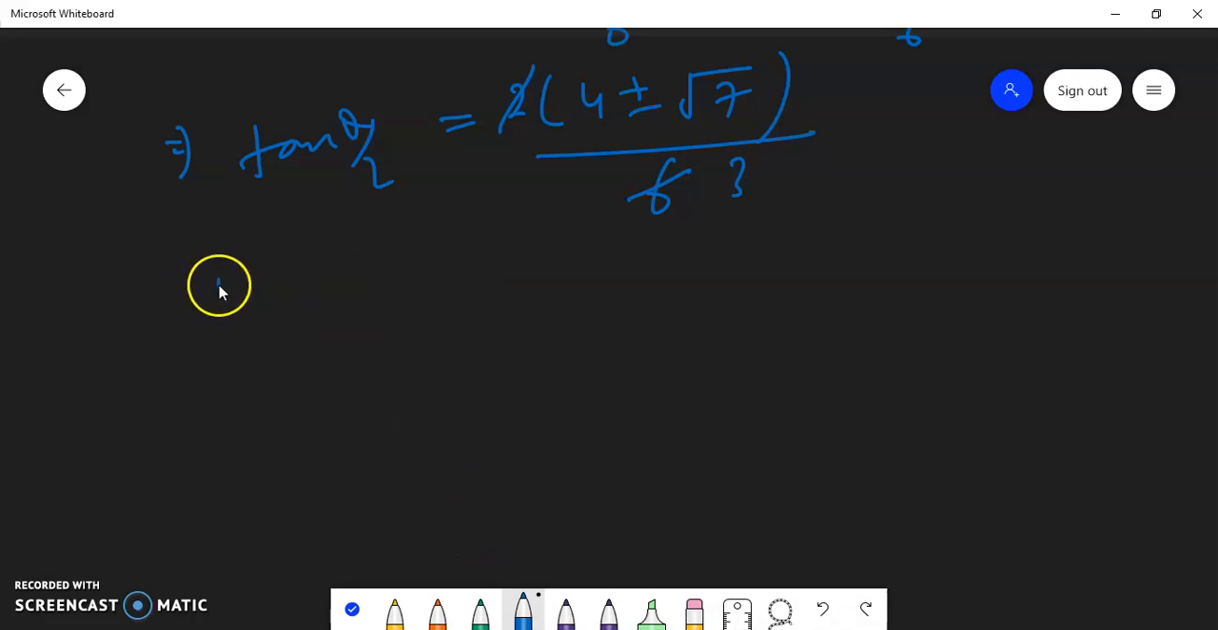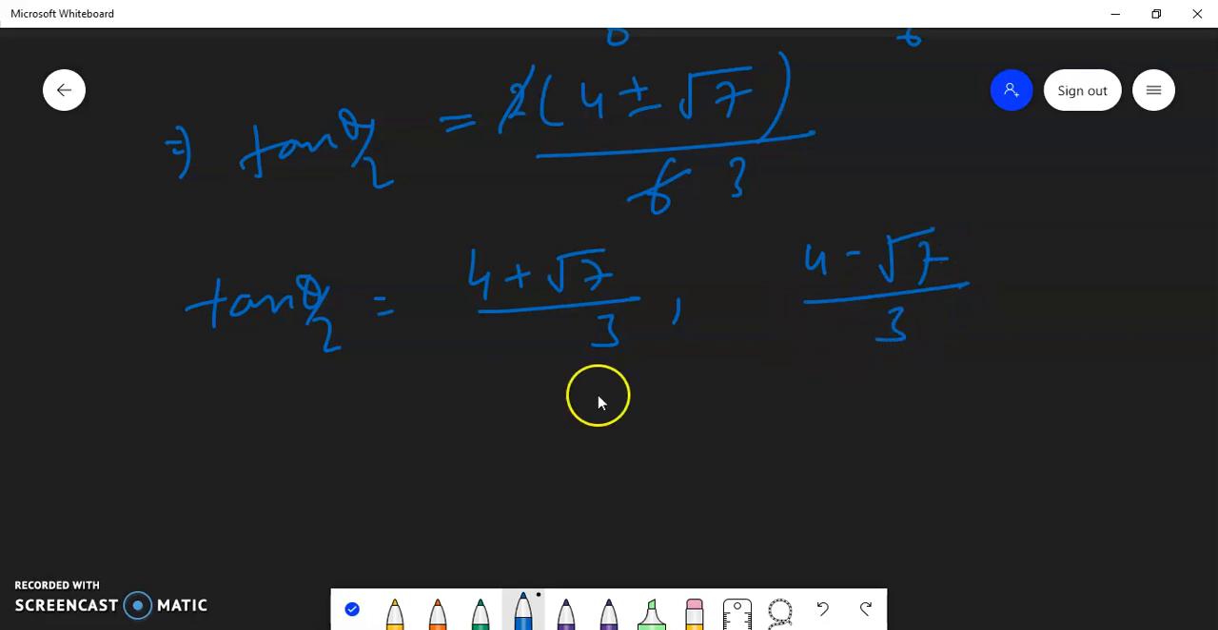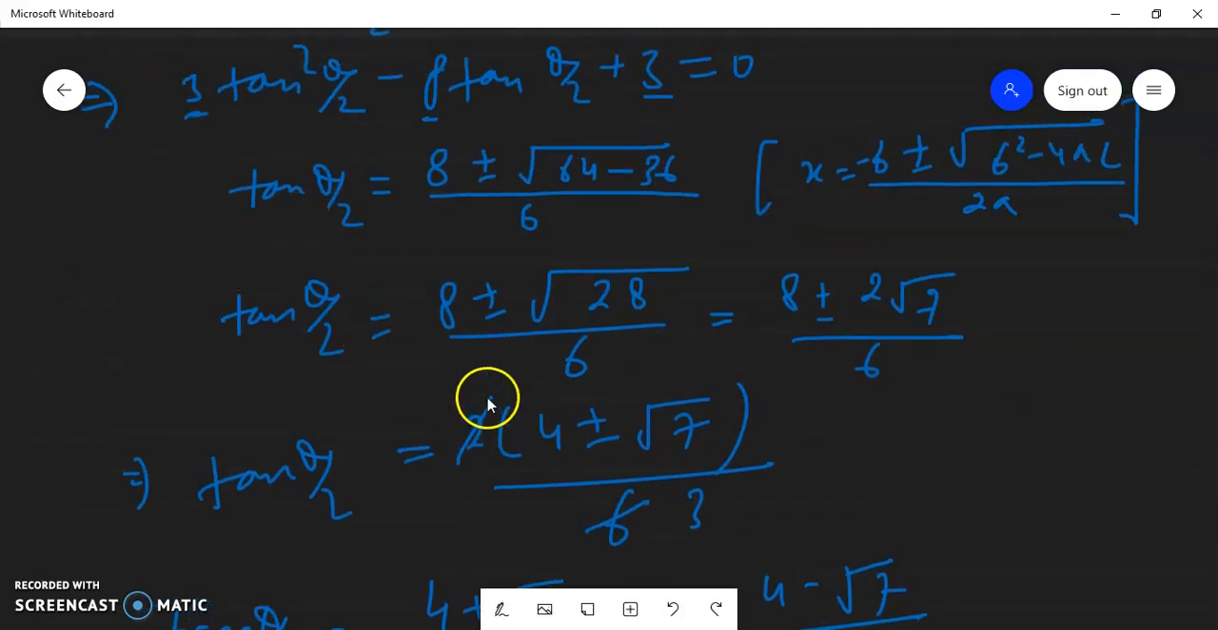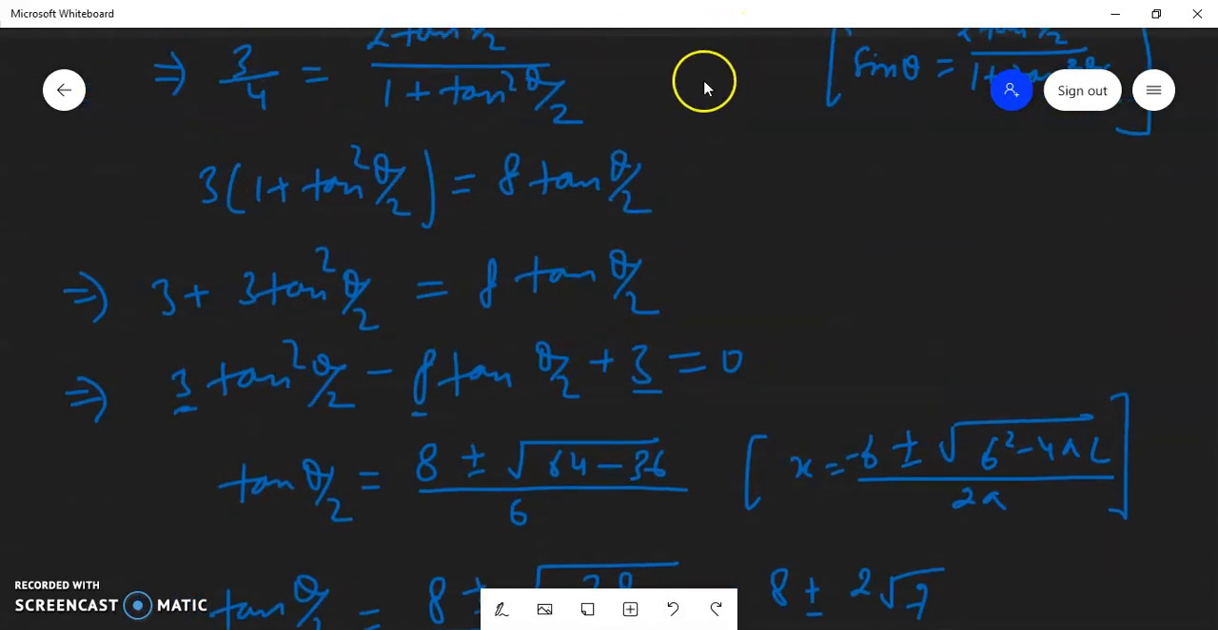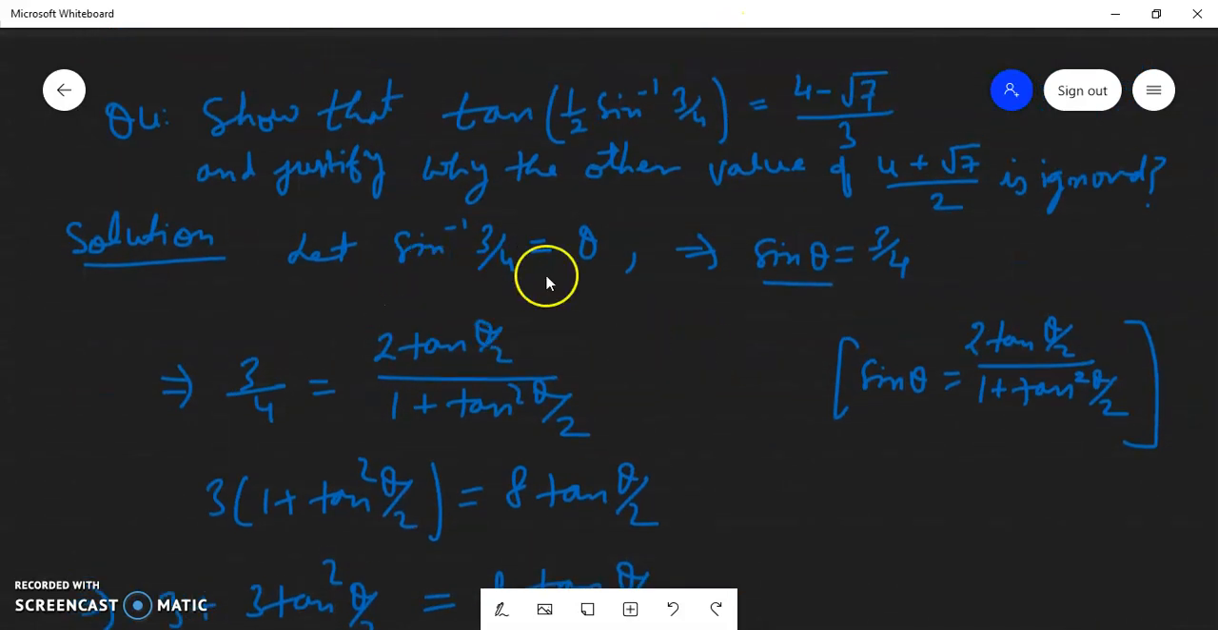So I got two values of tan theta by 2. The question was asking why did you ignore the other value? So tan theta by 2 has two values, 4 plus root 7 by 3 and 4 minus root 7 by 3. Now if I look at the question, what did I take? I'll show you from the beginning when we started. Yes, we took sine inverse 3 by 4 is equal to theta.